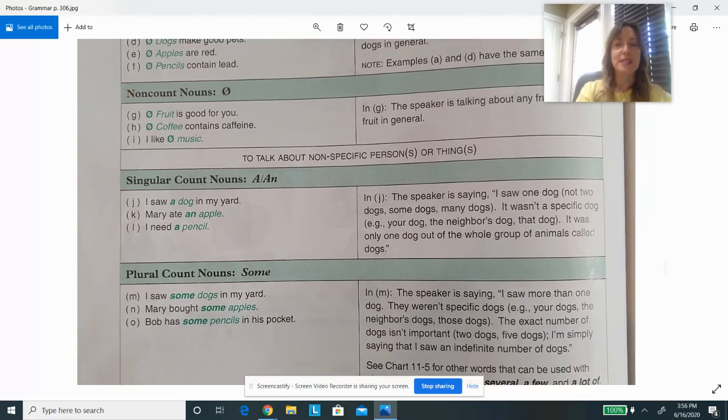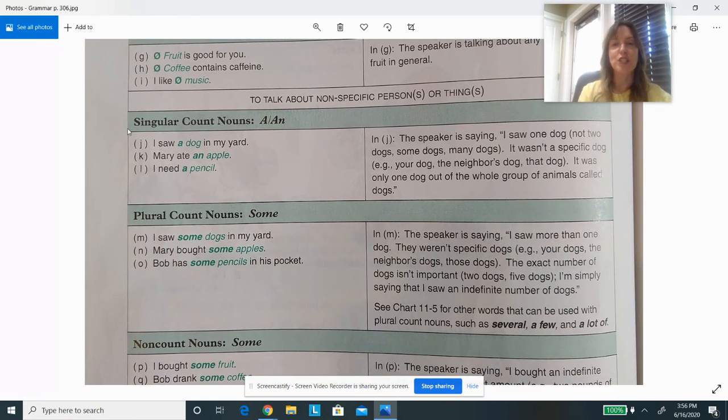Now, here's the second type of situation where we need to know if we can use a or an or some other modifier. If you are speaking about a person or a thing, a noun, that is not specified, non-specific, but it is not a generalization, these are the rules. Here are some examples. First, again, singular count nouns. I saw a dog in my yard. Mary ate an apple. I need a pencil. Okay, so these are not generalizations.